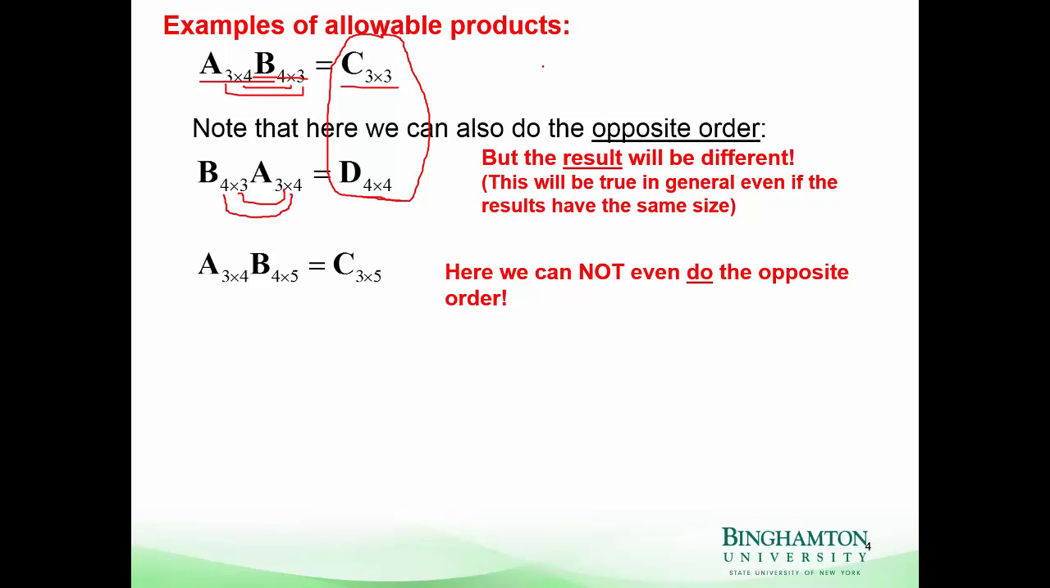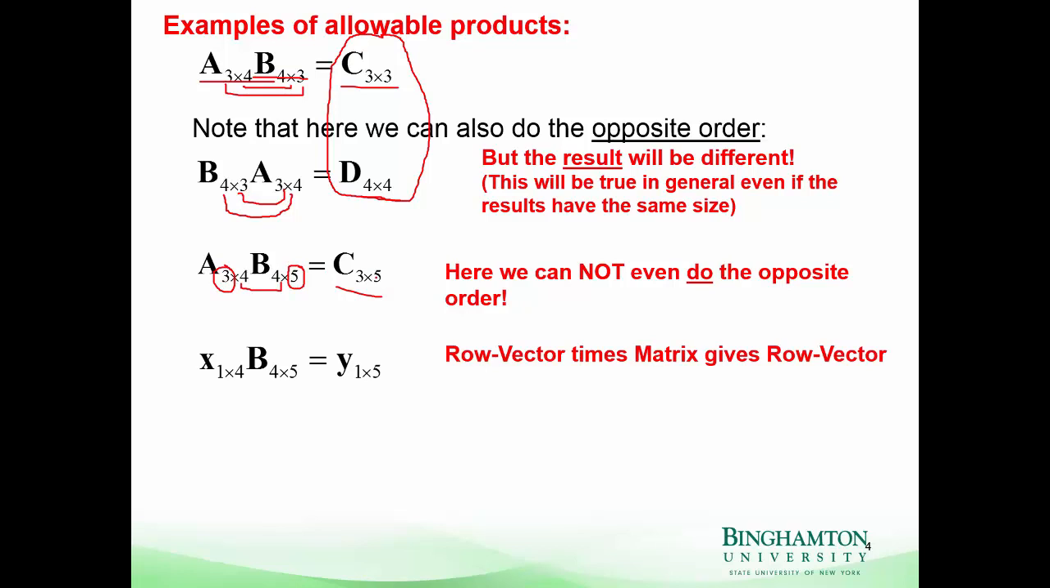So here's an example where we can multiply A times B, and that gives us a 3 by 5. But if we were to switch them around, the insides would now be 3 and 5. So we cannot do B times A in that case. We can't even do it, let alone ask the question of whether it's equal to A times B.